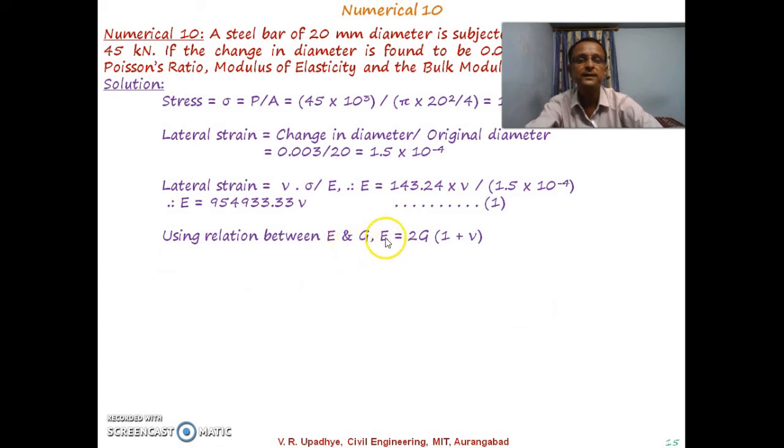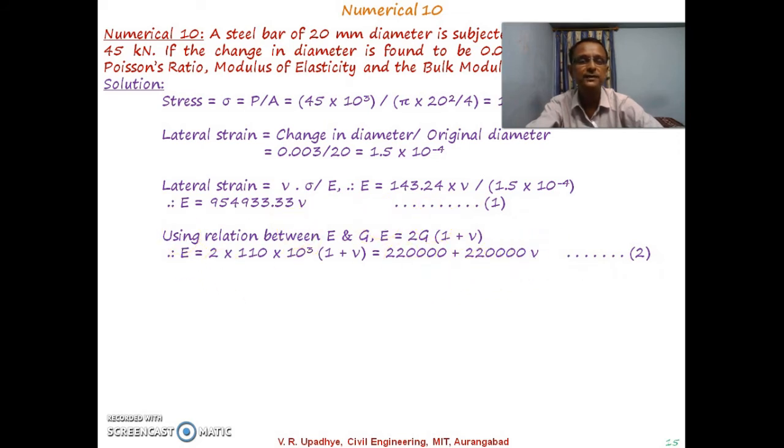Knowing this, what we can do further is use the relationship between E and G. This equation we have discussed earlier, that E is equal to 2G(1 plus mu). G is now known to us, it is given. So E is equal to 2 into 110, which is in gigapascal, converted into megapascals or Newton per mm square by multiplying it by 10 to the power 3, and (1 plus mu). If we substitute it inside, we'll get this term plus the same term multiplied by mu. So now with these two equations, equation 1 and equation 2, we have two unknowns, E and mu.